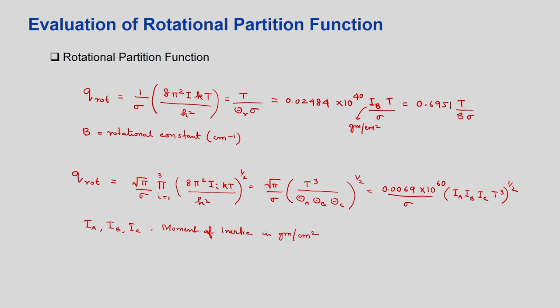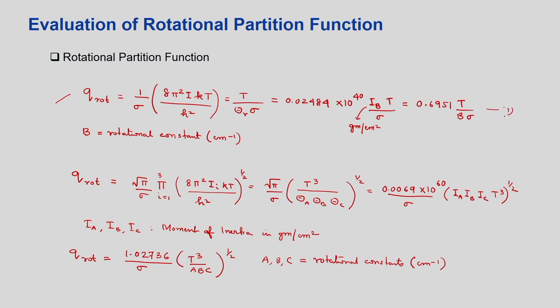And this theta A, B, C, I can further simplify it as Q rotational, in a very simple form: 1.02736 T cube upon A B C to the power of half. Now A, B, C are rotational constants, so the units will be in centimeter inverse. So now we have written out the equation for a linear molecule, which is equation 1, and this is equation 2 for a nonlinear polyatomic molecule.